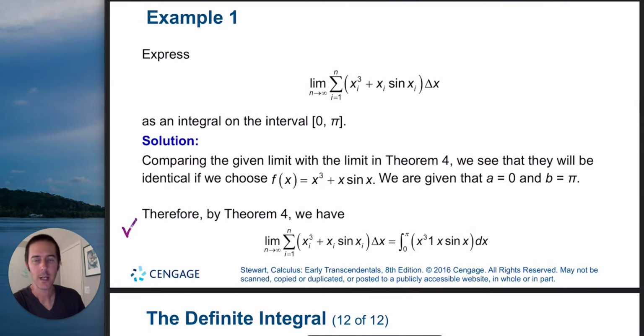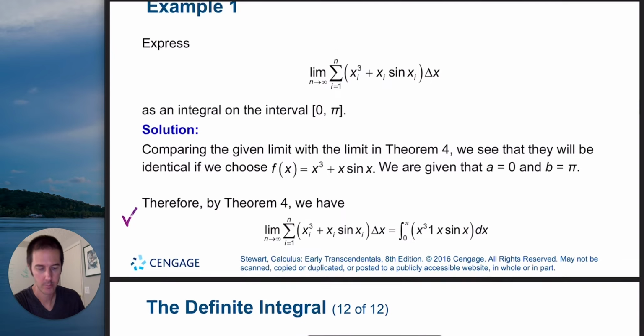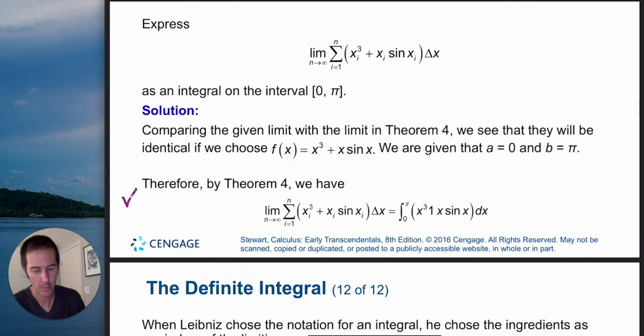All right, finally, an actual example problem. This one has us expressing this limit as an integral. And we are going to be applying a limit to our Riemann sum. So we're going to have infinitely many rectangles. So we're going to find a super accurate, if not precise, value for the area under this very unusual curve. And we're integrating from 0 to pi.